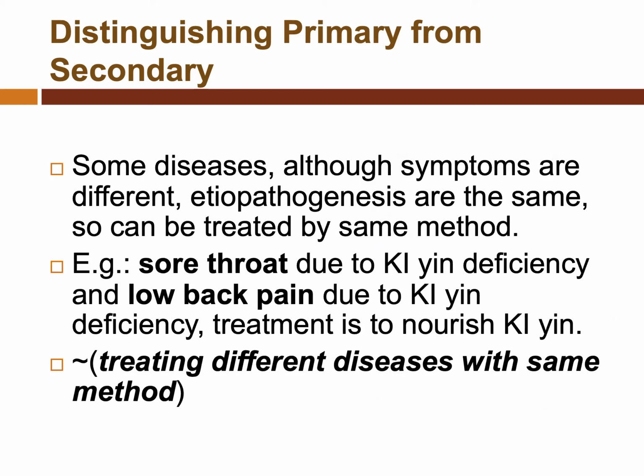Some diseases, although symptoms are different, have the same etiology and pathogenesis, so they can be treated by the same method. Example: sore throat due to kidney yin deficiency and low back pain due to kidney yin deficiency. The treatment would be the same, which is to nourish the kidney yin. This is treating different diseases with the same method.